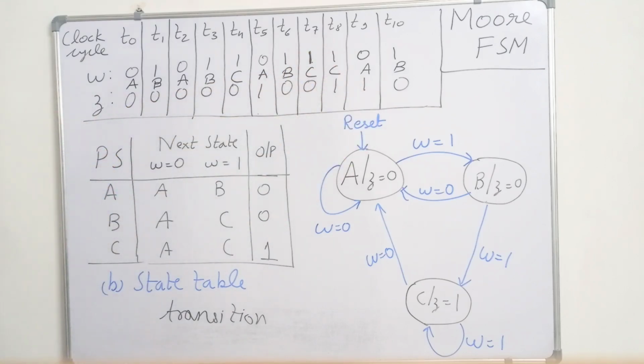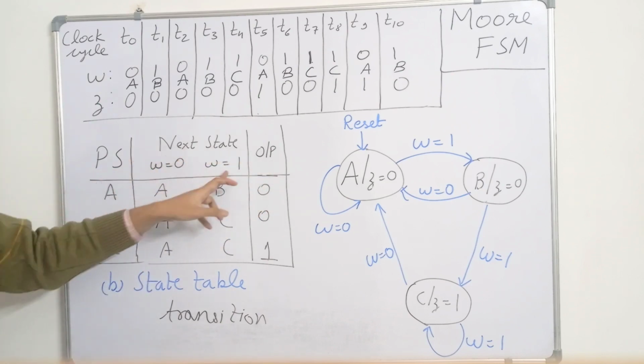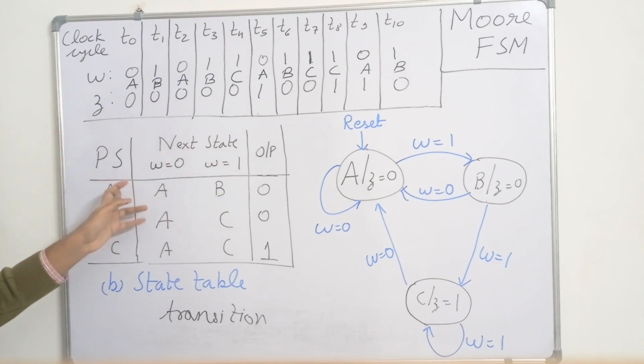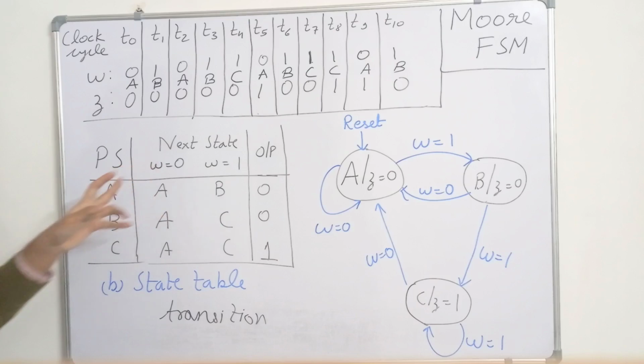In Moore FSM, the output depends only on the present state. The output does not depend on the input. W is 0, W is 1 does not matter. In state A, output will always be 0. In state B, output will always be 0. In state C, output will always be 1.